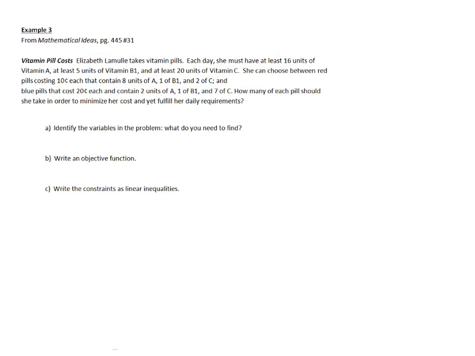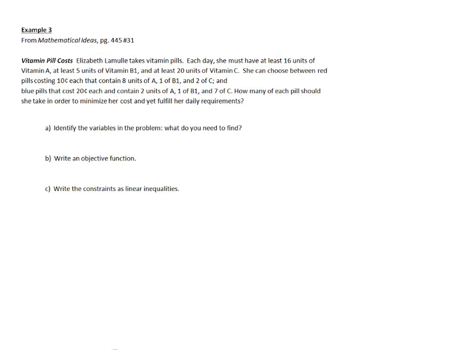We're not trying to maximize anything. Our objective is now to minimize something. Also, we've got quite a few other numbers. In this one, we've got vitamin A and B1 and C, numbers all over the place. So to pick through this information, we'll just take it a step at a time. And we'll begin, as we usually do, with identifying the variables in the problem.